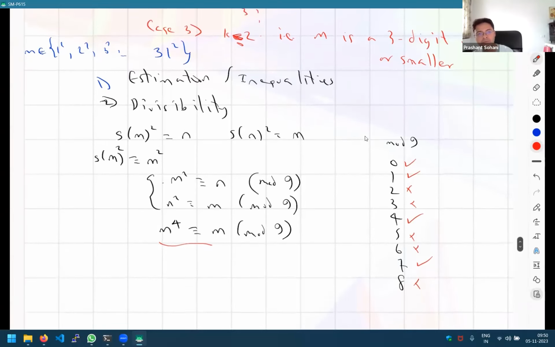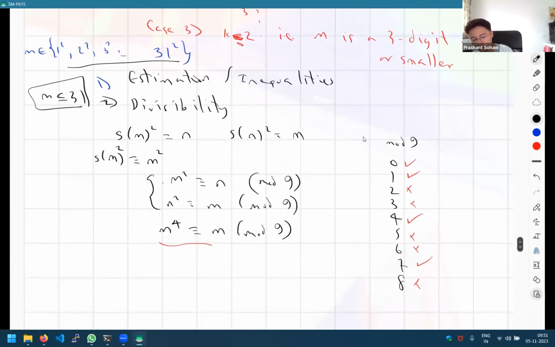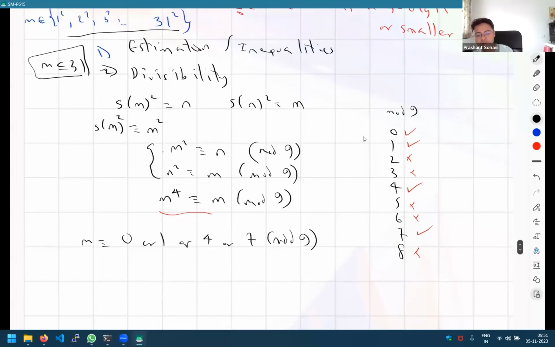So you see, we are able to restrict the number of trial and error on two axes. One is what we did so far previously, the inequality approach. That gave us one bound, that m has to be less than 31, right? And now what we are saying is m also has to be congruent to 0 or 1 or 4 or 7 mod 9. So the combination of this and this is going to restrict your possibilities very quickly.